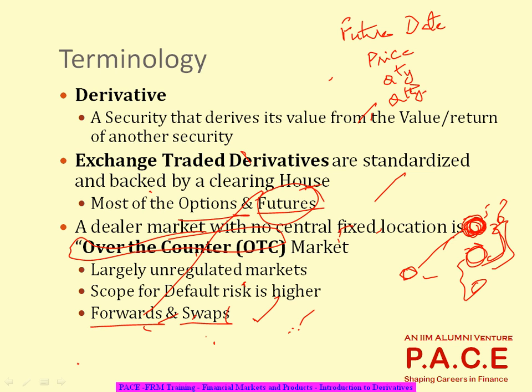Swaps are completely over the counter, which means 2 parties. So when I say 2 parties, we can very well customize our contract. As per our agreement, as per our understanding, we will customize our contract. So highly customizable contracts, probably highly negotiable contracts. We can negotiate the price, we can negotiate the quantity, quality, everything, right? Because it is between 2 parties, that is highly customizable.